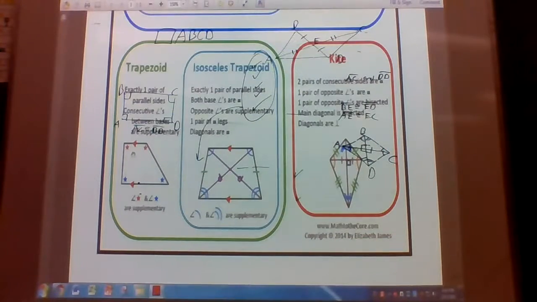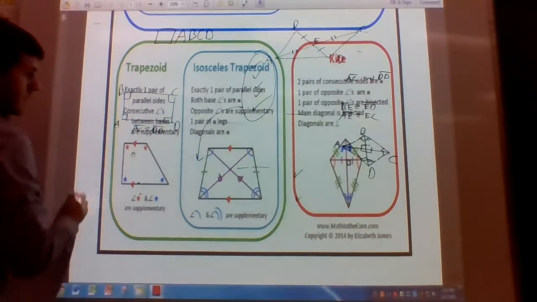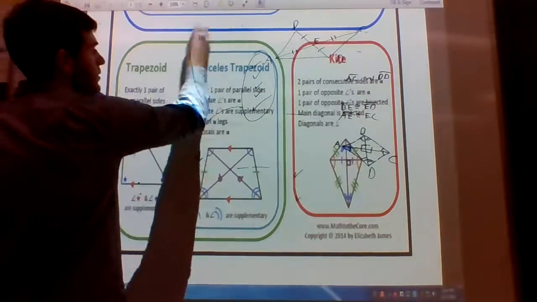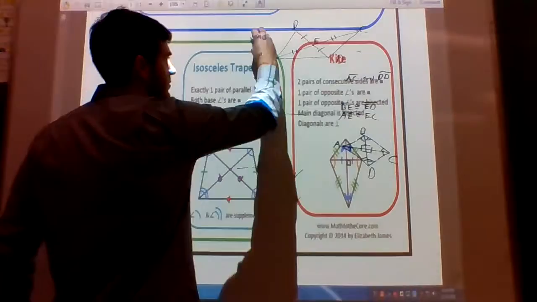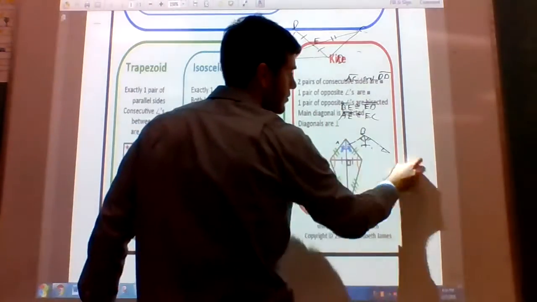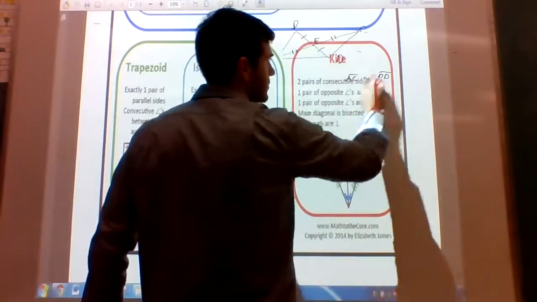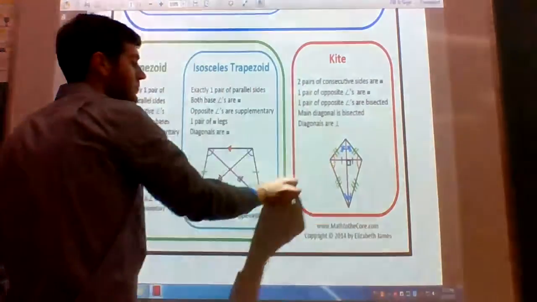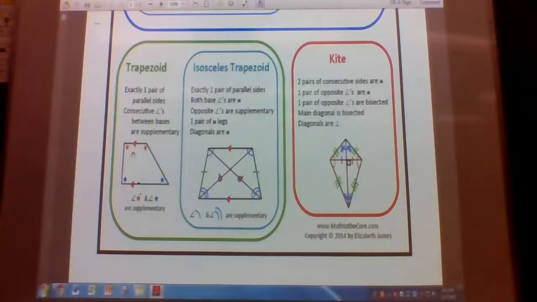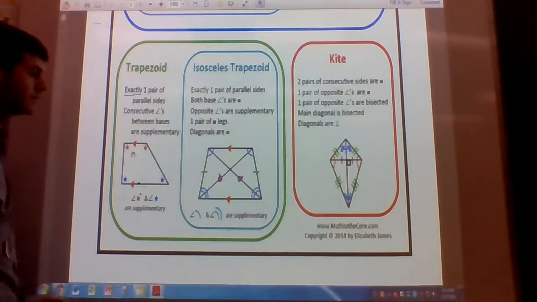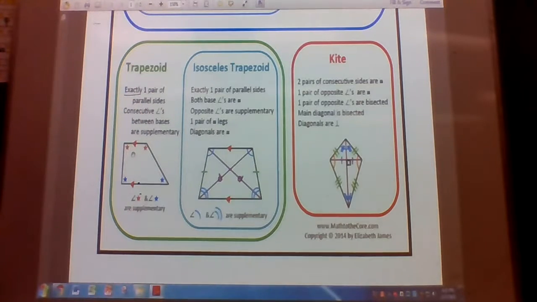So that's the first four. If we go down to the next three, we have trapezoids and kites. Parallelograms are defined as having two pairs of parallel sides. All the figures we just talked about have two pairs of parallel sides. If the figure has exactly one pair of parallel sides, then we're going to call it a trapezoid.